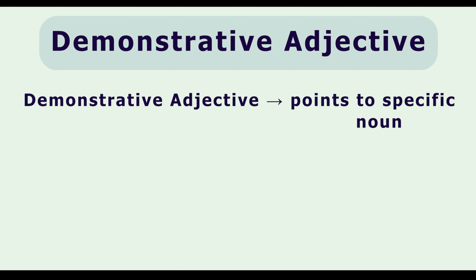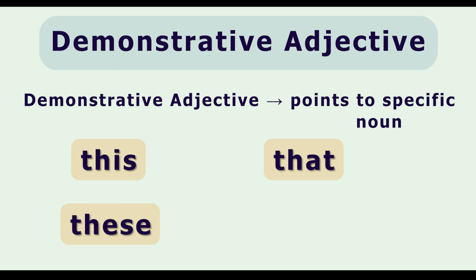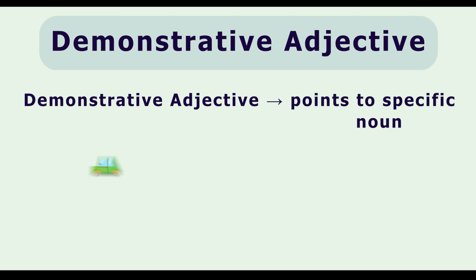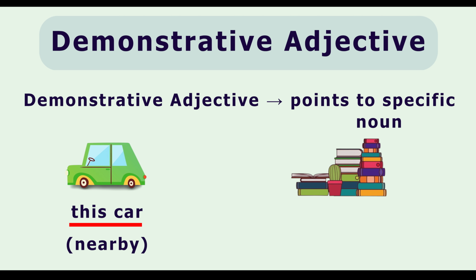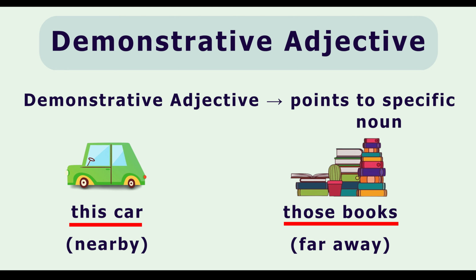Now let's look at demonstrative adjectives. Demonstrative adjectives point to a particular noun, like this, that, these, those. For example, this car. Here, this points to a specific car nearby. Another example, those books. Here, those points to specific books that are further away.